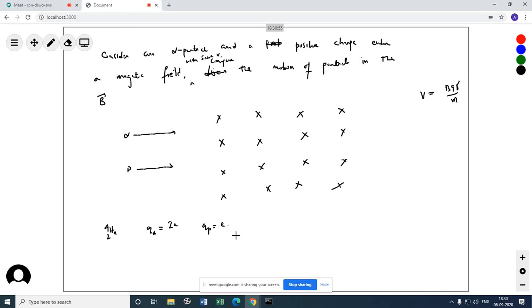So now if I compare them, their velocity being the same, whose radius will be more? R will be written as v into m by bq, right? Velocity being the same. Now which one is heavier? Mass of alpha particle and mass of our proton. Definitely mass of alpha particle is much larger than mass of proton, right?